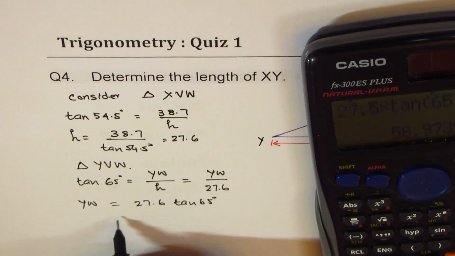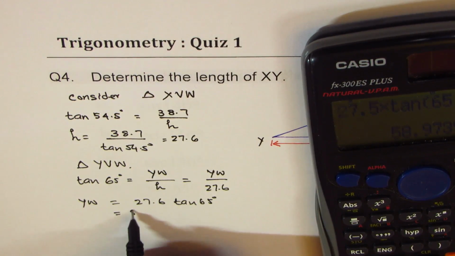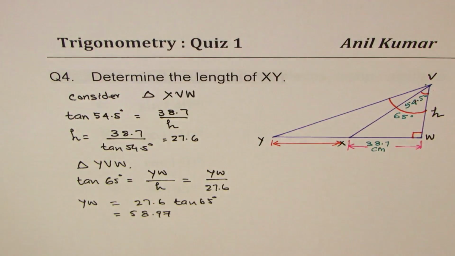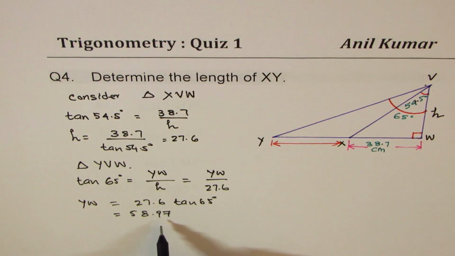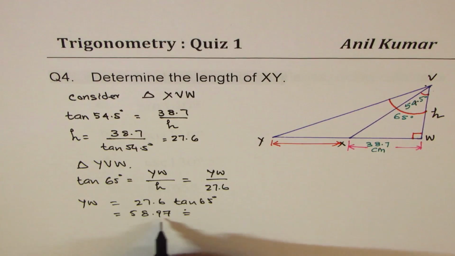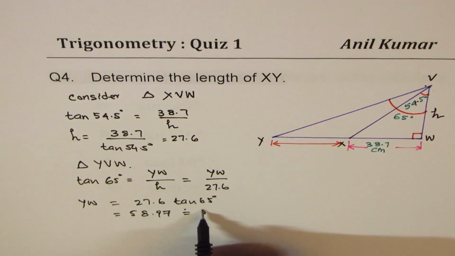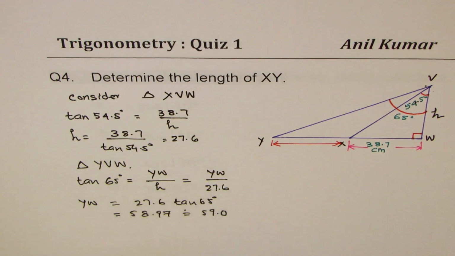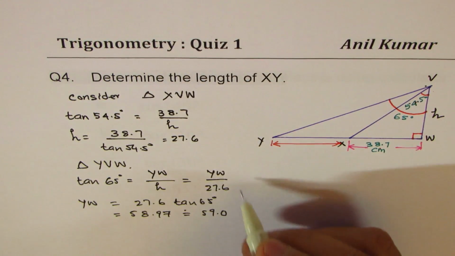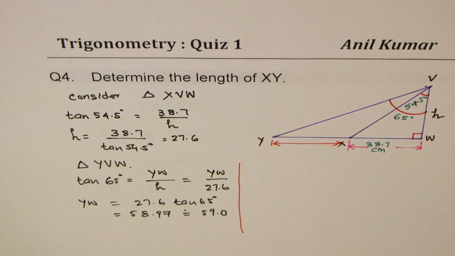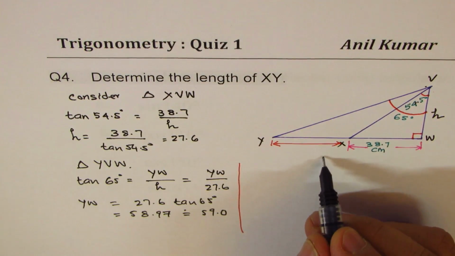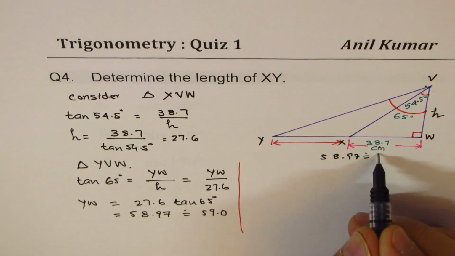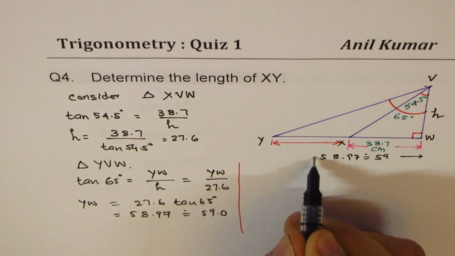So that gives us 58.97. Correct? 58.97. I'll round to one decimal place as 59.0. Correct? I'm rounding to one decimal place. Now, since we know that YW is 58.97 or rounded to 59, this is the total length.